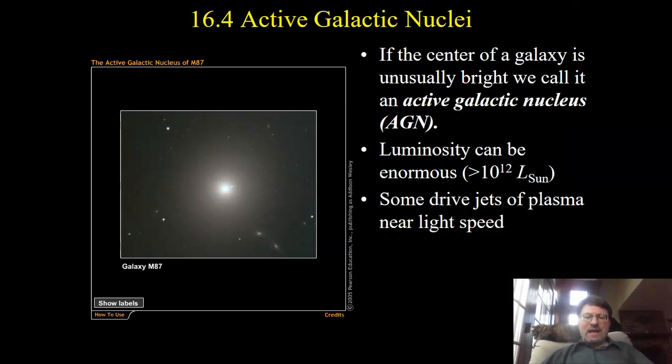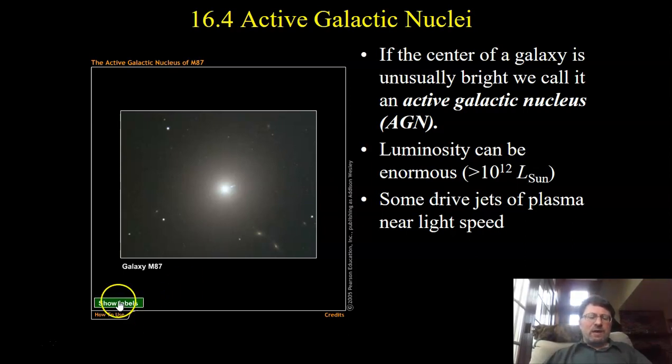The last section in Chapter 16 is on active galactic nuclei, or AGN. These are very energetic galaxies, where the energy source, as we'll discuss, comes right from the center of the galaxy. The luminosity that we're talking about here can be enormous. In the extreme cases, it can be more than 1 trillion solar luminosities.